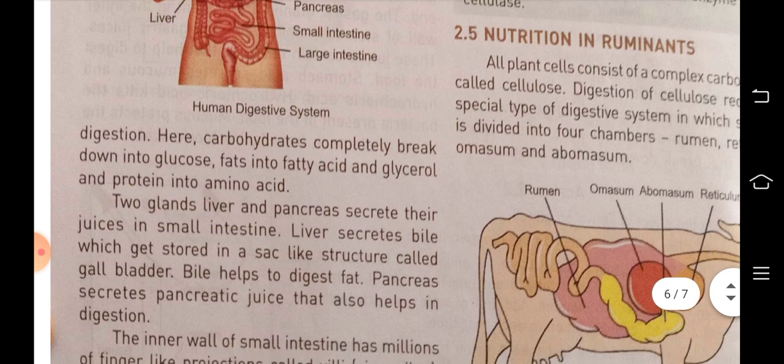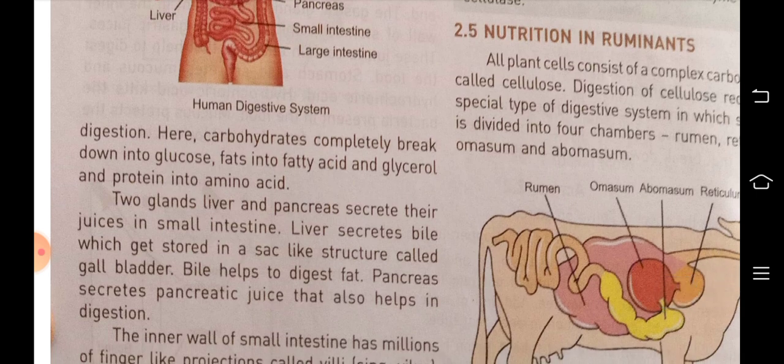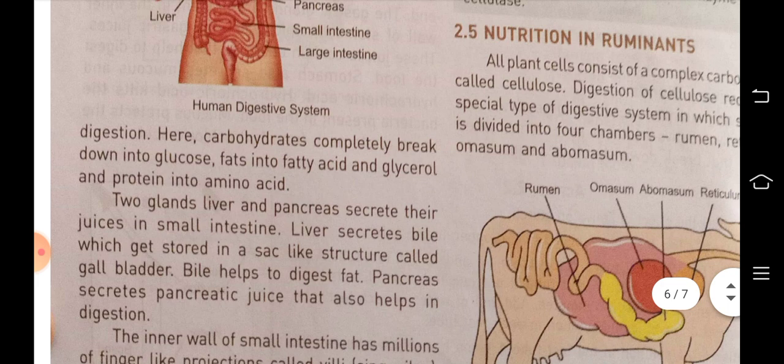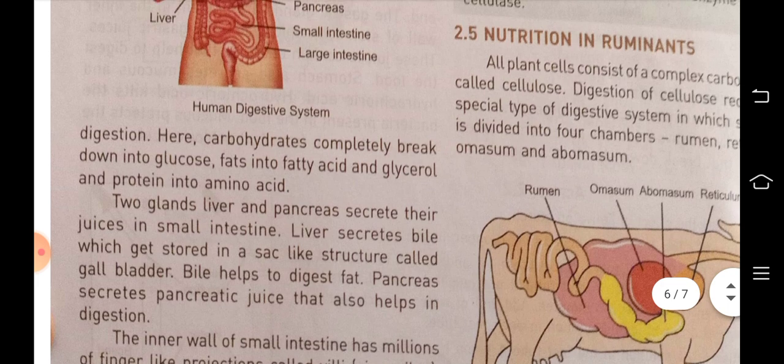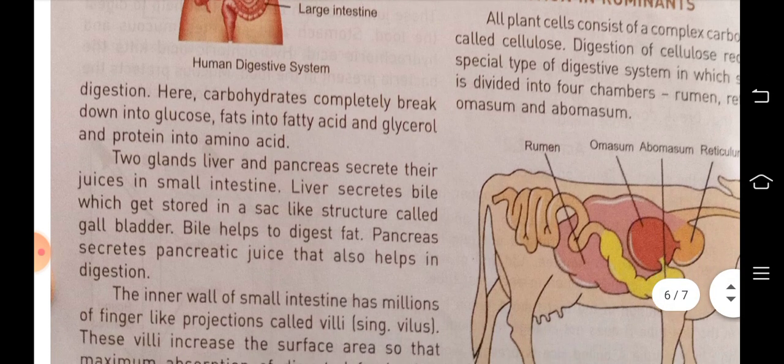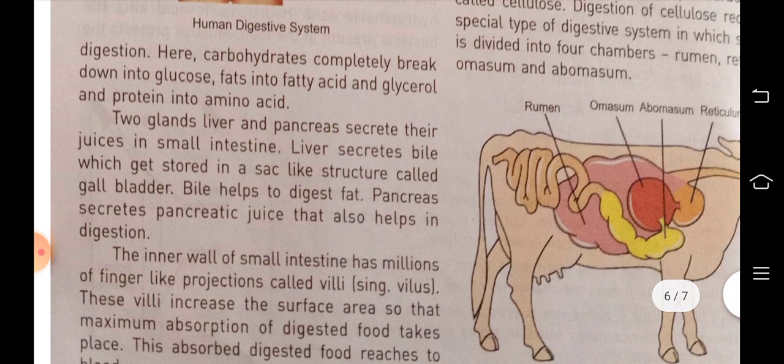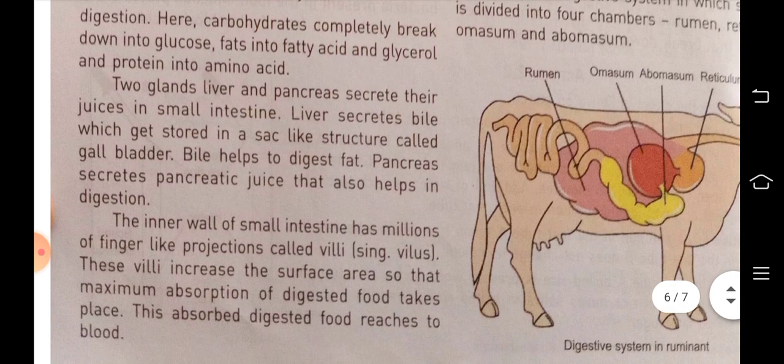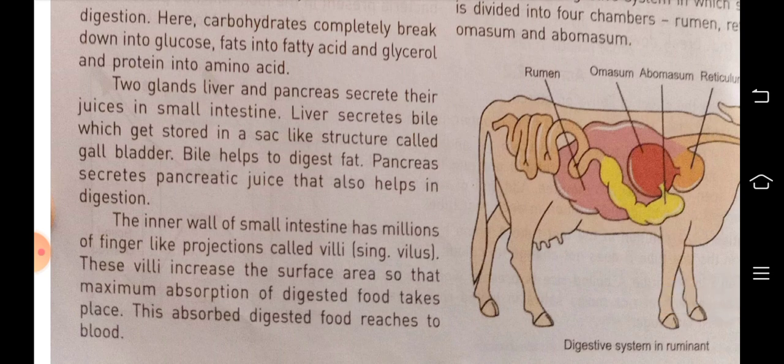So the different nutrients get broken down into its simpler substance: carbohydrate into glucose, fat into fatty acid and glycerol, protein into amino acid. Two glands, liver and pancreas, secrete their juices in small intestine. Liver secretes bile juice, which gets stored in a sac-like structure called gallbladder, and bile helps to digest fat, whereas pancreas secretes pancreatic juices, which helps in digestion.